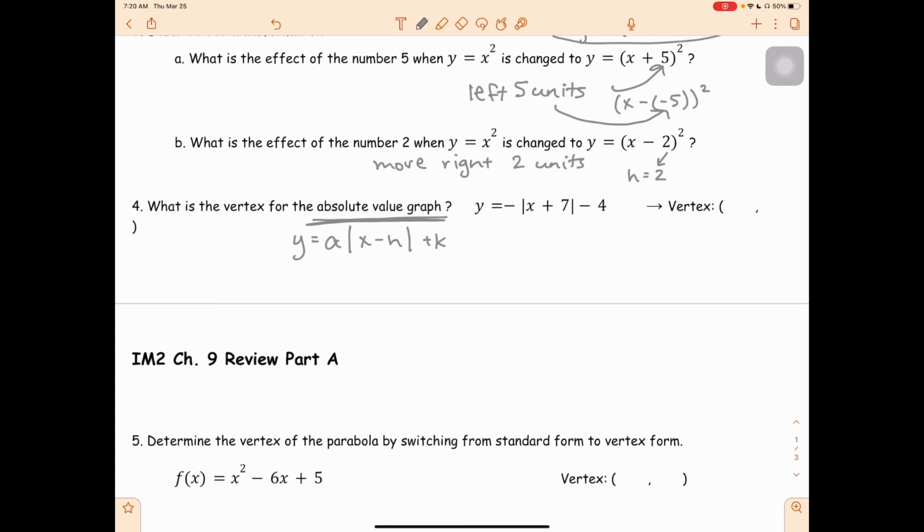So here, if we're looking, we have the negative a, but that just means it's an upside down. So that negative a tells me that this is an upside down absolute value graph. Here, the h is the opposite of what we see. So since it's a plus 7, that means it must have been x minus negative 7 to become x plus 7. So this is a negative 7. The k is a negative 4. Okay? So this is my vertex. Right there.